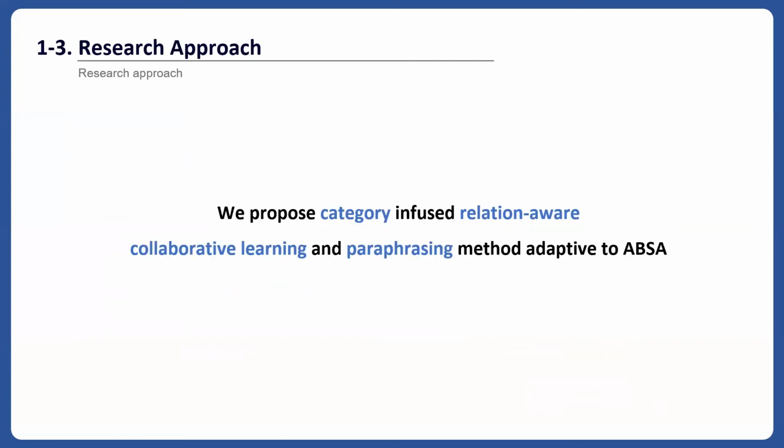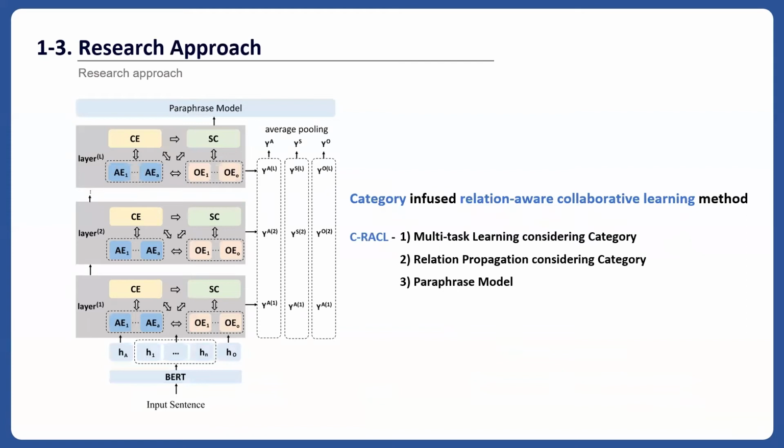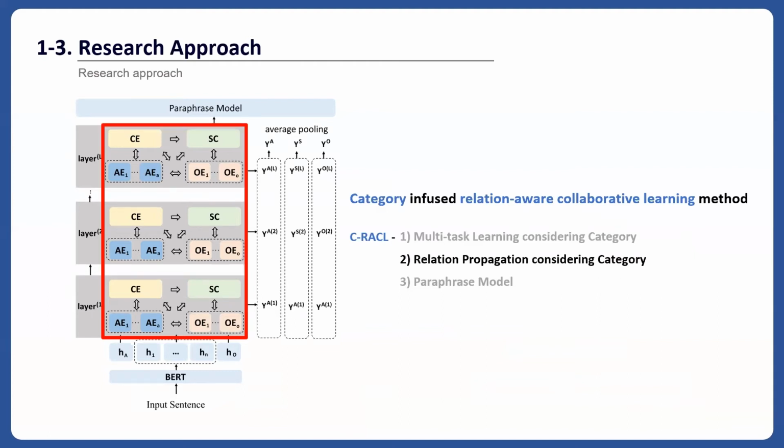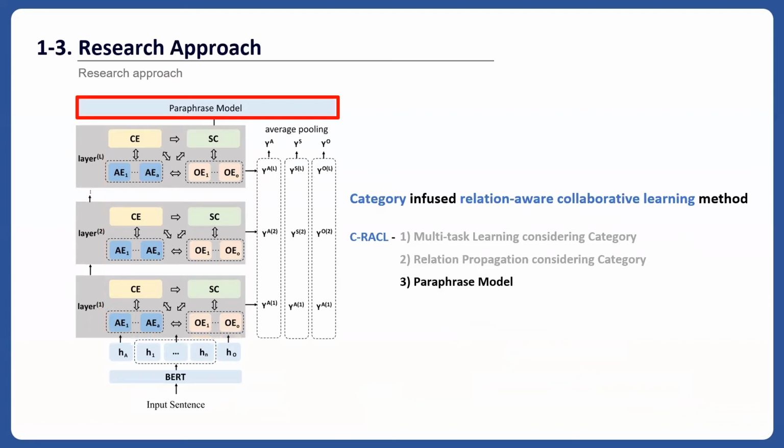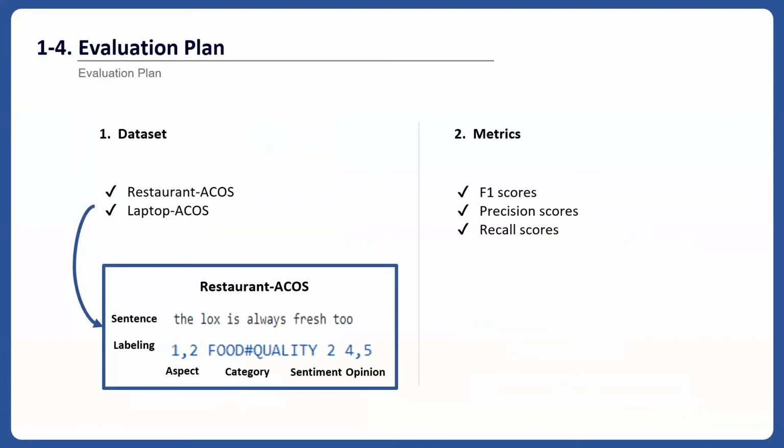So we proposed a new relation-aware collaborative learning and paraphrasing method using category for ABSA. The model we propose, CRACL, is the addition of category extraction to the existing method RACL. As you can see, this model performs aspect, opinion, category, and sentiment extraction using their relations in learning. After running through multiple layers, it generates the paraphrased sentence.